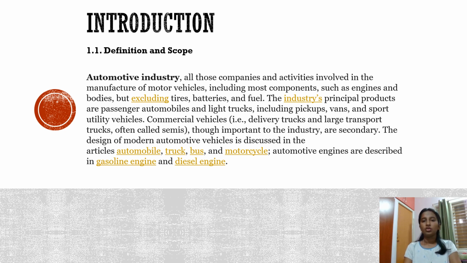Automotive industry: all those companies and activities involved in the manufacture of motor vehicles, including most components such as the engines and the bodies, but excluding the tires, batteries and the fuel. Basically, the automotive industry is where they manufacture motor vehicles, including the engines and the bodies, except the tires, batteries and the fuel. Those are manufactured in a different plantation.